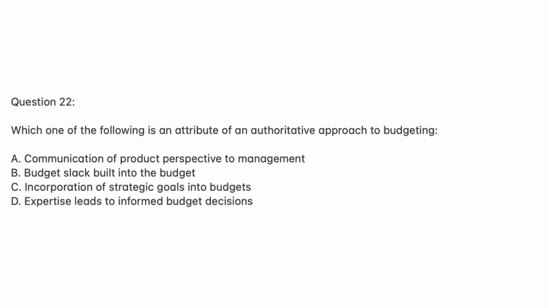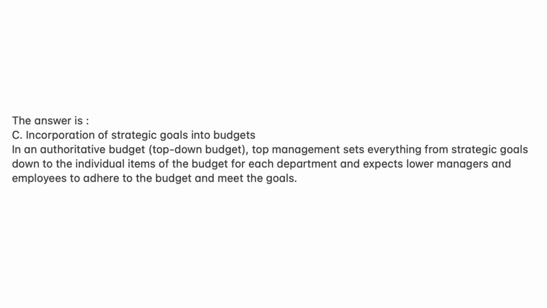Question 22. Which one of the following is an attribute of an authoritative approach to budgeting? A. Communication of product perspective to management. B. Budget slack built into the budget. C. Incorporation of strategic goals into budgets. D. Expertise leads to informed budget decisions. The answer is C. Incorporation of strategic goals into budgets. In an authoritative, top-down budget, top management sets everything from strategic goals down to the individual items of the budget for each department and expects lower managers and employees to adhere to the budget and meet the goals.